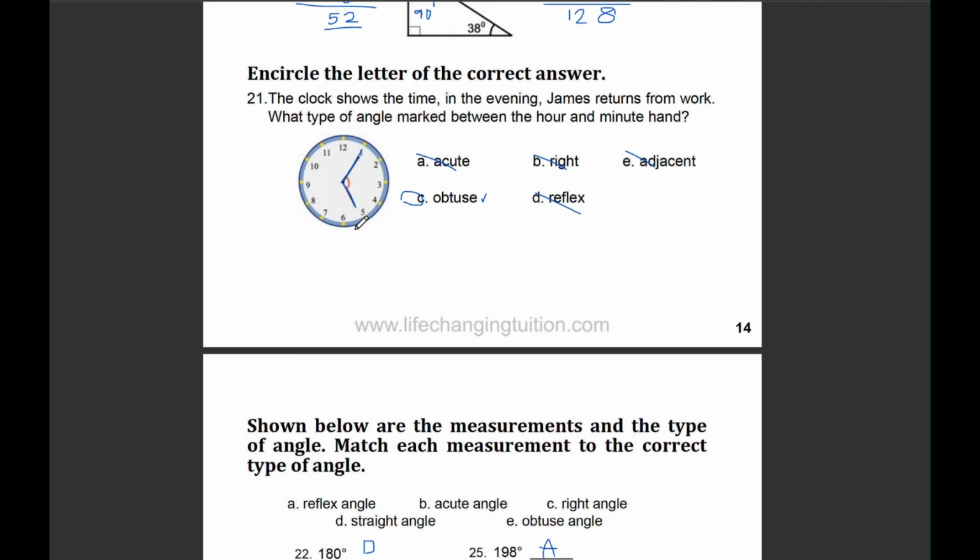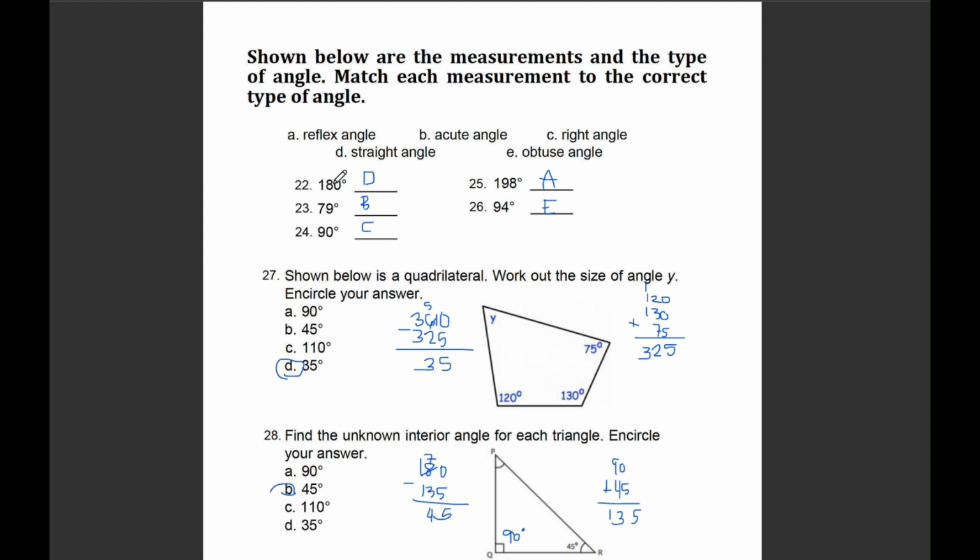Number 22. Match 180 degrees. Options: A. Reflex, B. Acute, C. Right, D. Straight, E. Obtuse. Why not? Others are not 180 degrees. Answer: D. Straight. Formula/reason. Straight angle equals 180 degrees.